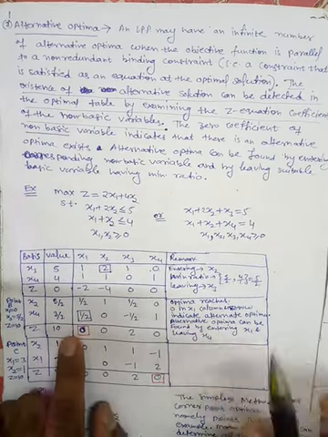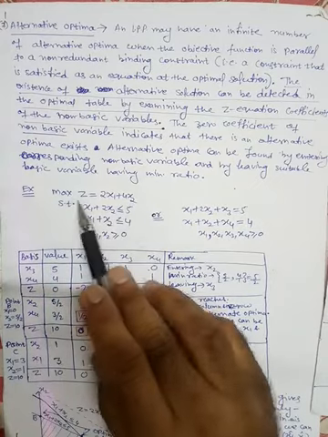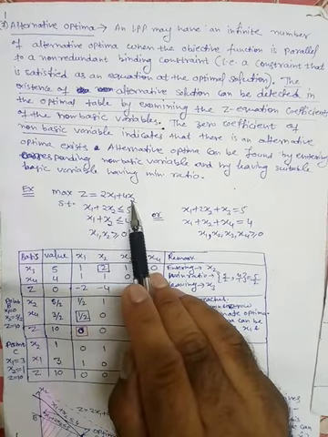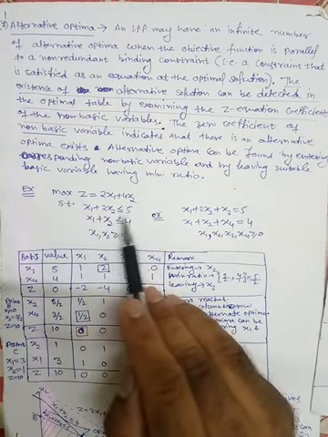Let's see the example. This is the example. Maximum z is equal to 2x1 plus 4x2, subject to x1 plus 2x2 is less than or equal to 5.